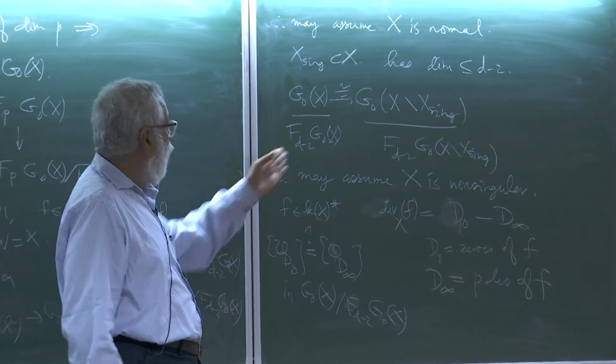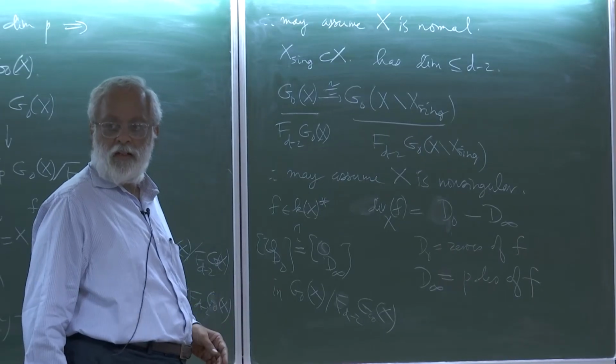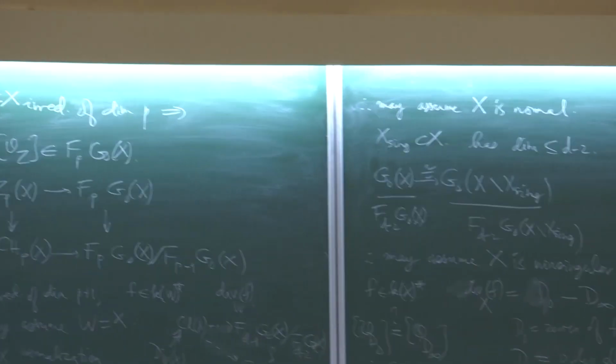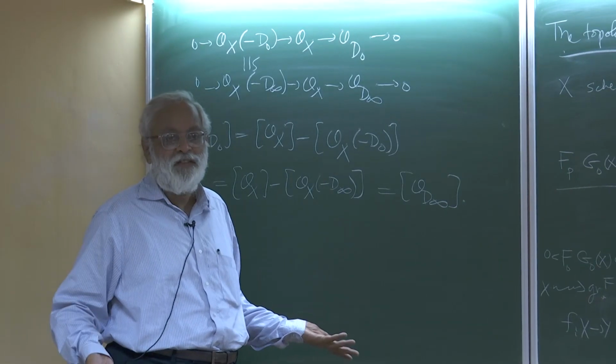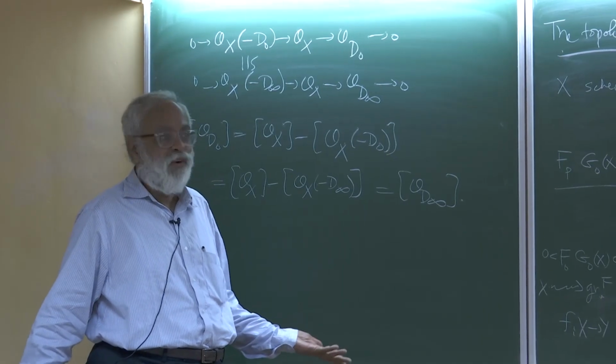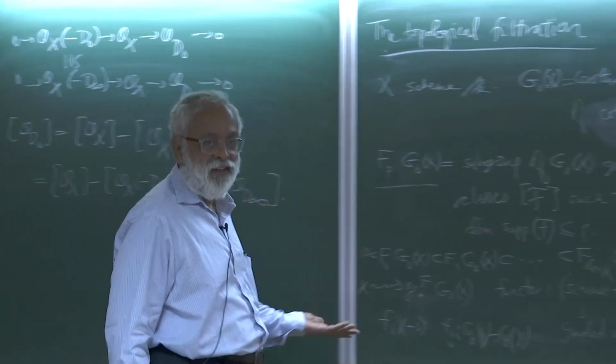Yes. Because X minus U is codimension 2, it makes no difference. I've thrown away only a codimension 2 set, and I've divided by the class of all sheaves of codimension 2 or more. So in the quotient it doesn't matter.